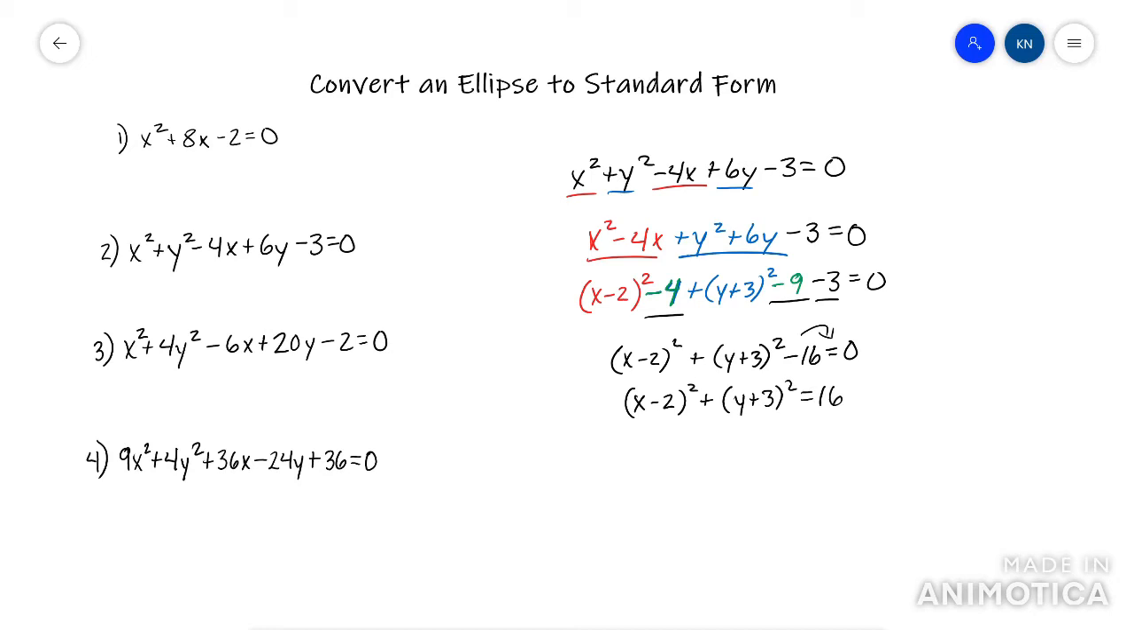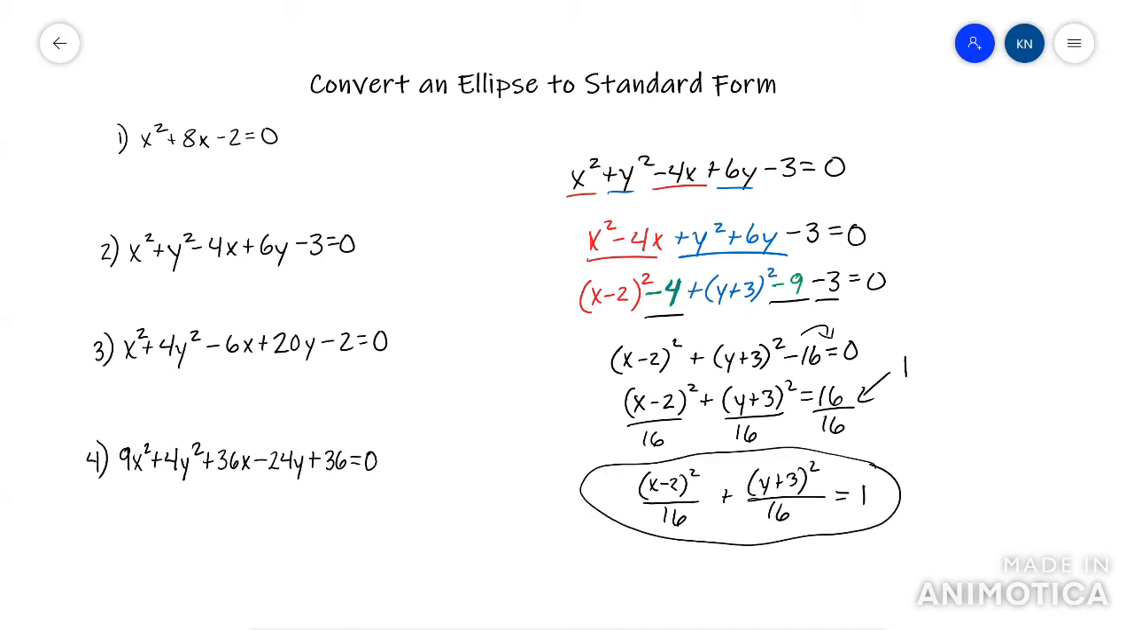And your final step here is to divide everything by 16, because you want it equal to 1. So my final answer here would look like this: x minus 2 squared over 16 plus y plus 3 squared over 16 equals 1. This would be my final answer, and that's in standard form.